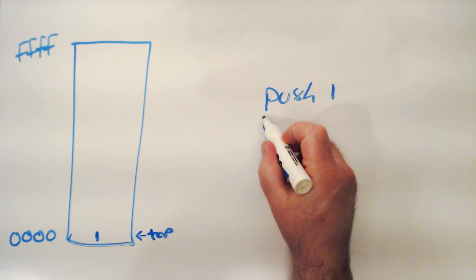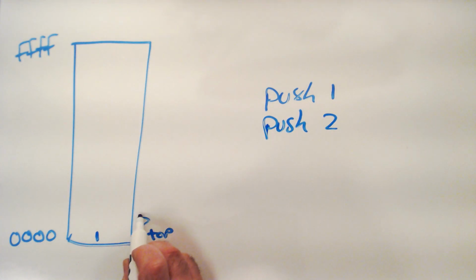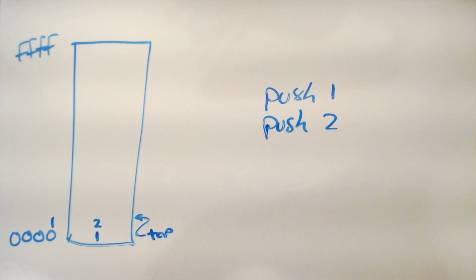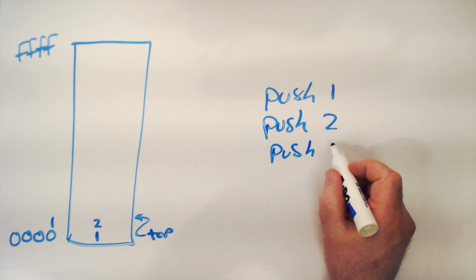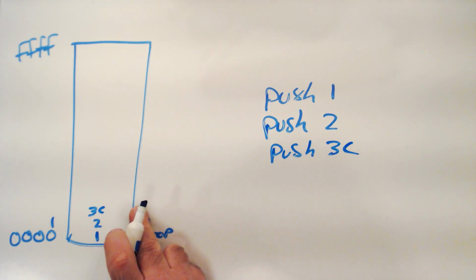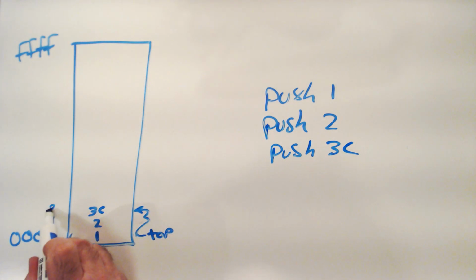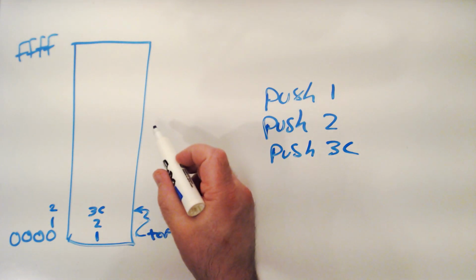Okay, maybe I push a 2. Arrow moves up here. Then at address 1, we'd store ourselves a 2. We had push 3C. Top pointer would move up here to address 2. All right. This is what we call an ascending stack.